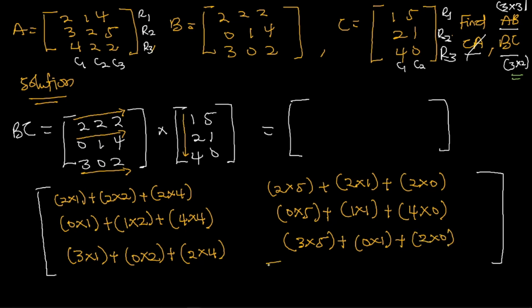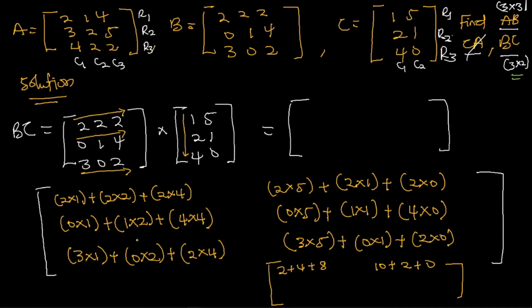So if we add everything at the top over here, 2 times 1 is going to give me 2, plus 2 times 2 is going to give me 4, then 2 times 4 is going to give me 8. 2 times 5 is going to give me 10, plus 2 times 1 will give me 2, and then 2 by 0 will give me 0. So I have 2, 4, 8, and then 10, 2, 0 over here.